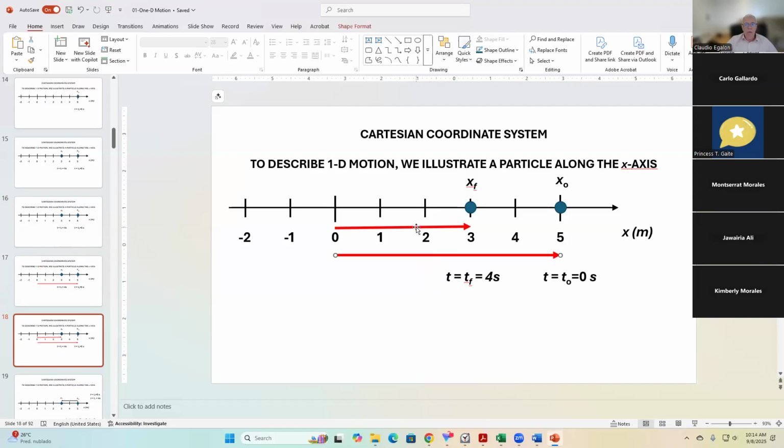Initial vector position, final vector position. And I can even call it x naught. This initial vector position, call it x naught. The other vector position, I'm gonna call xf. Right? Don't forget, it's the name of the vector.